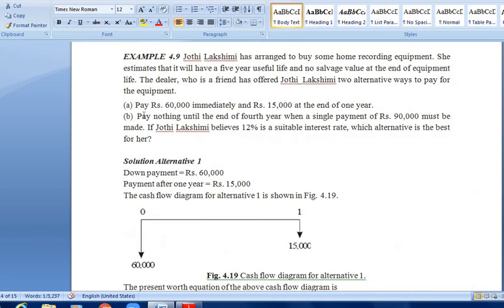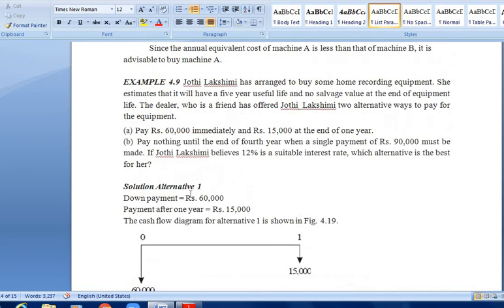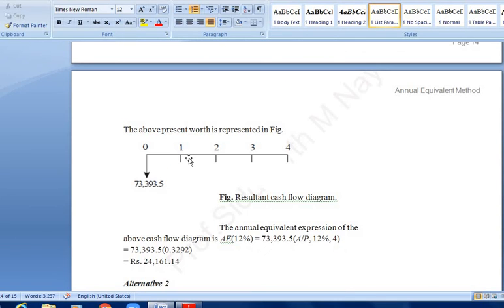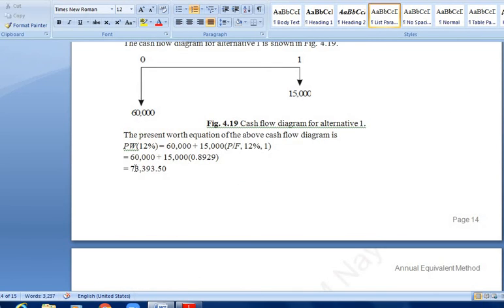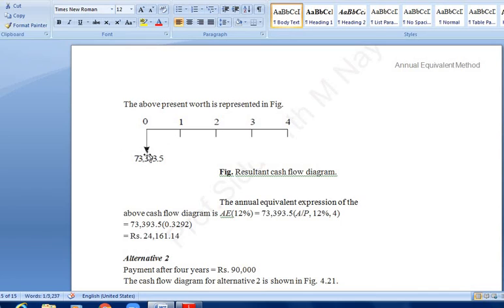And for the second option, that is pay nothing until the end of the 4th year, when a single payment of rupees 90,000 must be made. If Jyoti Lakshmi believes 12% is a suitable interest rate, which alternative is the best for her? So the cash flow diagram is drawn here. Here also 73,393 is converted into an annual equivalent payment. So that will come around 24,161.